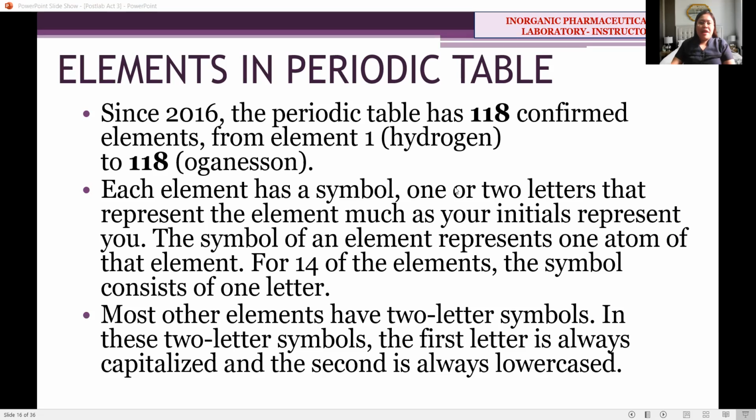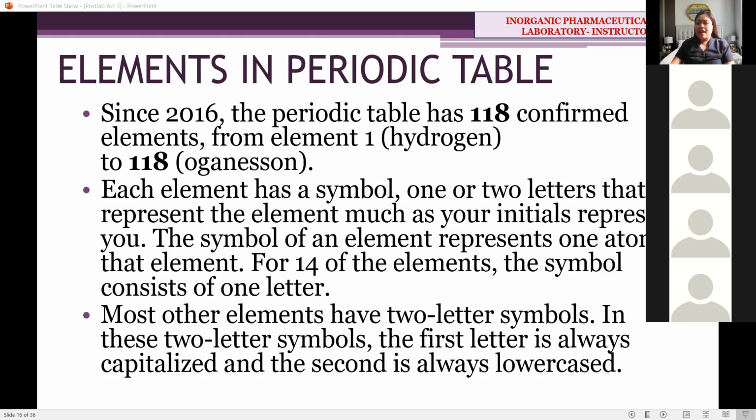Now for the naming and the symbol, each element has a symbol, 1 or 2 letters. So naay mga elements nga duha ka letters ang ilang symbol, na ang uban isa lang ka letter. So that represents the element. Ang symbol nag-represent sa element nato, parehas sa pag-represent sa atong initial sa atua. Okay? So atong mga initial nag-represent sa atua. Ang elements na sila'y symbol na mag-represent sa ilaha.